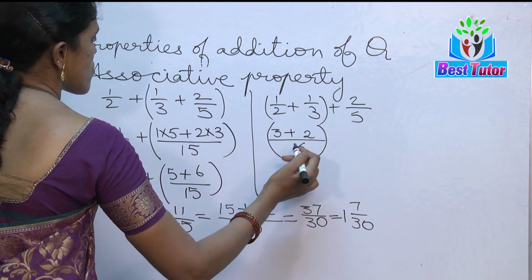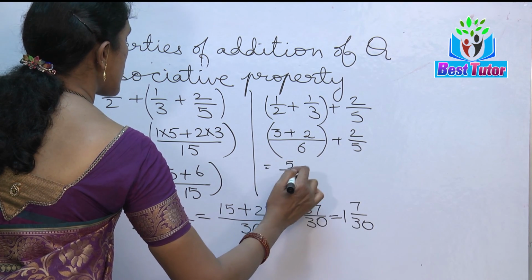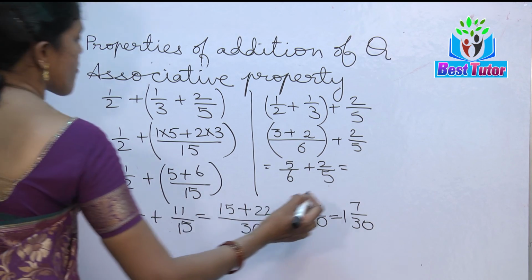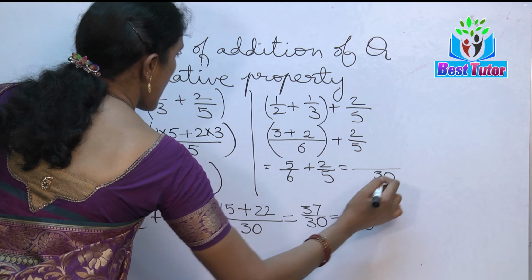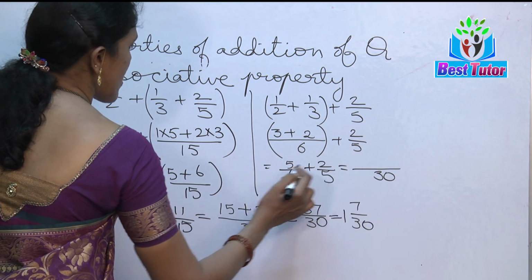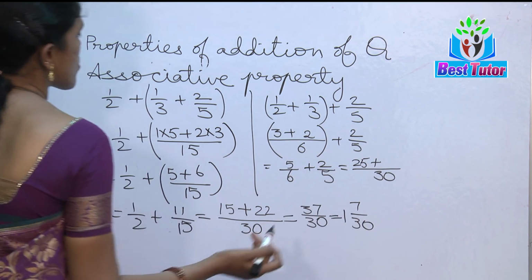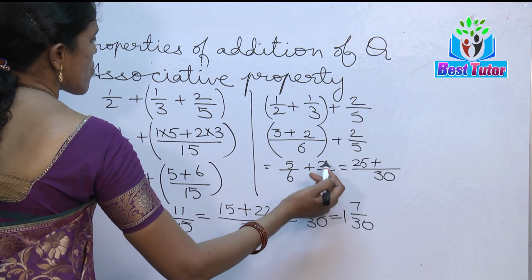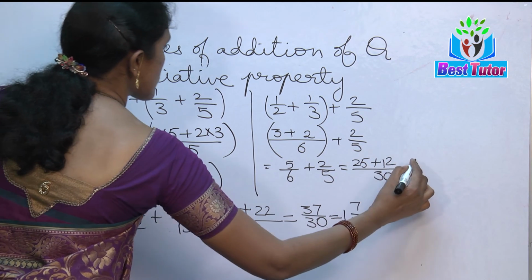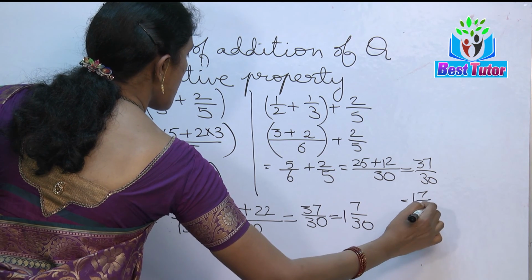So we have 3 plus 2 by 6 plus 2 by 5 as it is. It becomes 5 by 6 plus 2 by 5. Again, the LCM of 6 and 5 is going to be 30, and convert them into equivalent like fractions. 6 5s are 30, so the numerator has to be multiplied by 5. 5 5s are 25. And 5 has to be multiplied by 6 to get 30, so 2 has to be multiplied by 6, which is going to be 12. And 25 plus 12 is going to be 37 by 30.